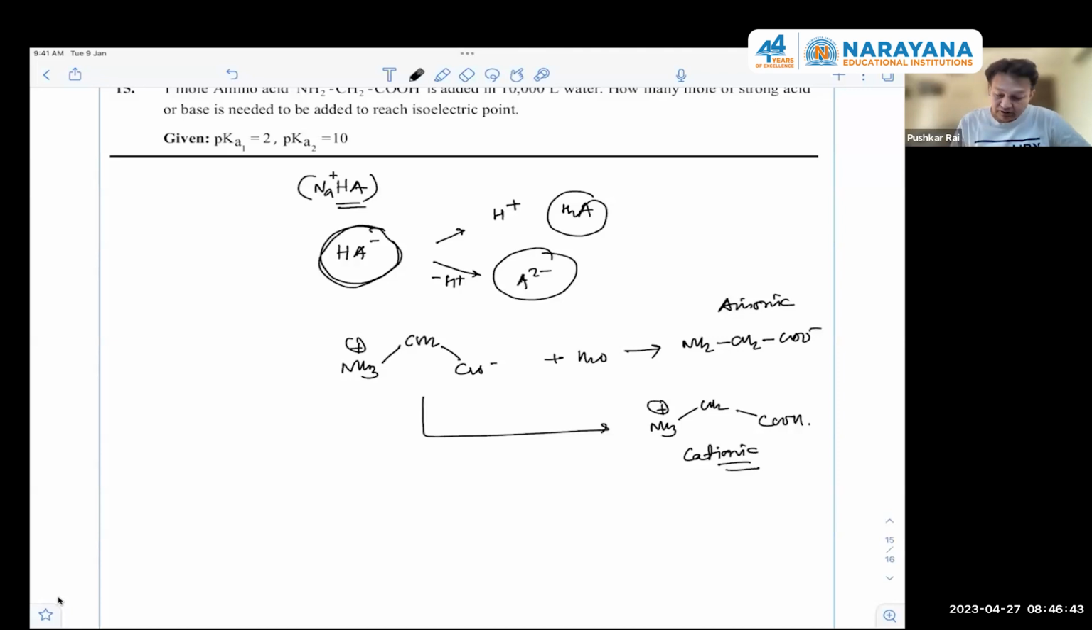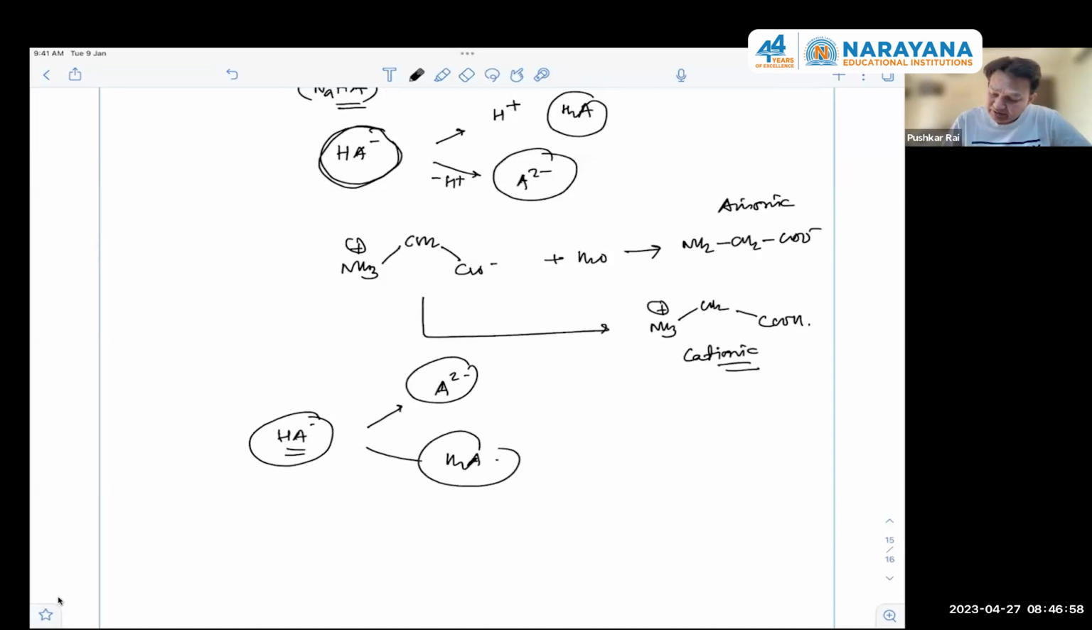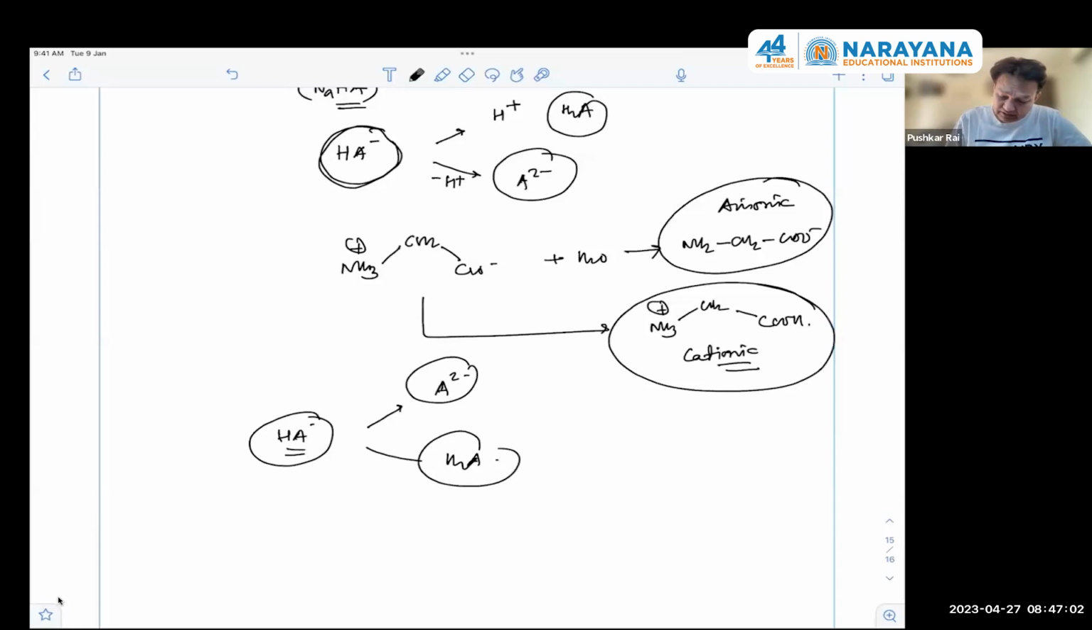All right. So this amino acid, just like HA negative changing into A2 negative, can change into H2A. This is the idea. Just like HA negative breaks into these forms, this amino acid breaks into its anionic and cationic forms. Another idea is that whatever concentration of this is there will change into these two. This is idea number one.